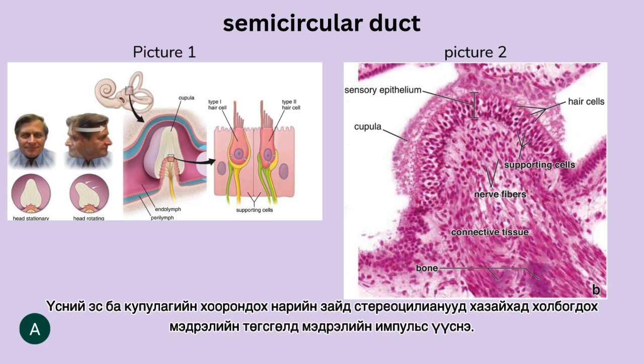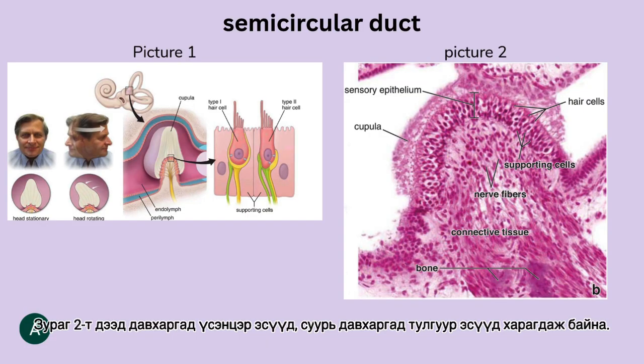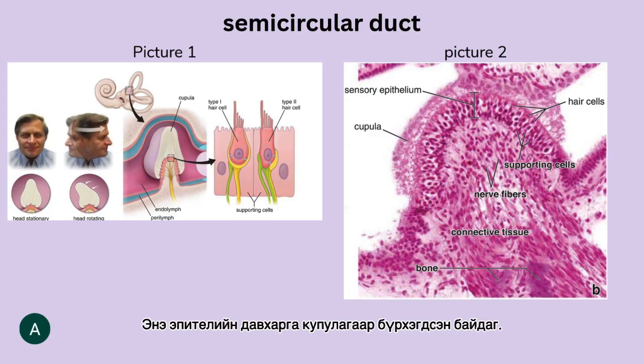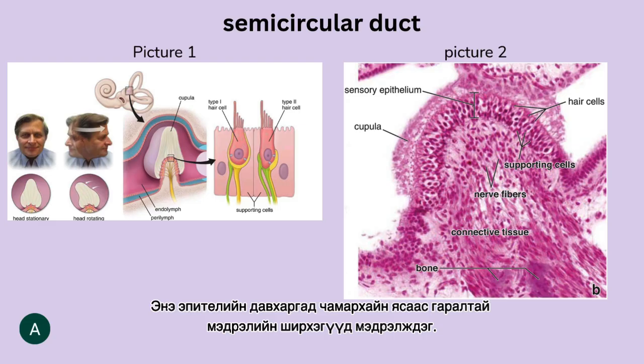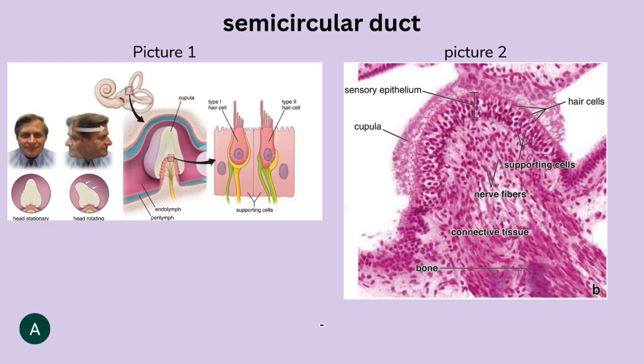Deflection of the stereocilia in the narrow space between the hair cell and the cupula generates nerve impulses in the associated nerve endings. In picture 2, we can see hair cells in the upper layer and supporting cells in the basal layer. This epithelial layer is covered by the cupula. The epithelial layer is also innervated by nerves that come from the temporal bone.